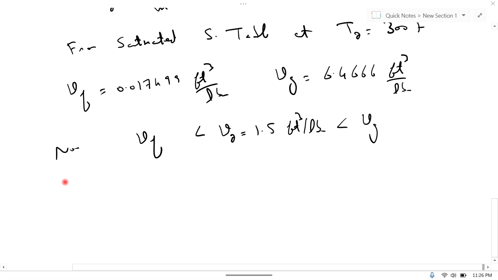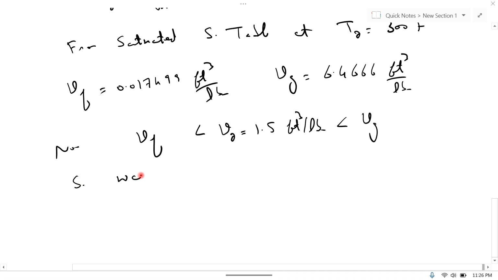It means that water is finally in the mixed region. Initially water is also in the mixed region, and finally water is also in the mixed region, liquid plus vapor.